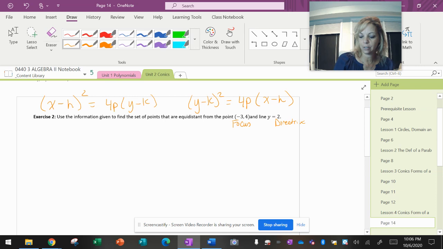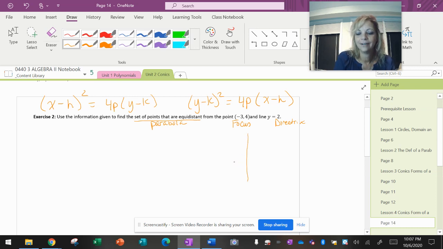So when they say find the set of points that are equidistant, that means I am dealing with a parabola, because all the points on a parabola, remember, are the same distance from the focus, a point, and the line, the directrix. So they're asking me just to create a parabola. It's a fancy way of saying, hey, write a parabola.